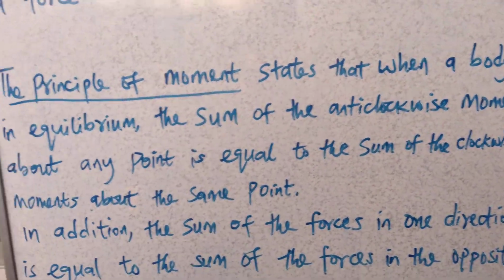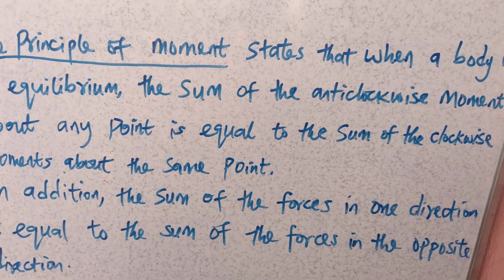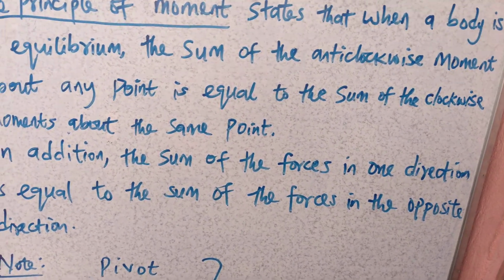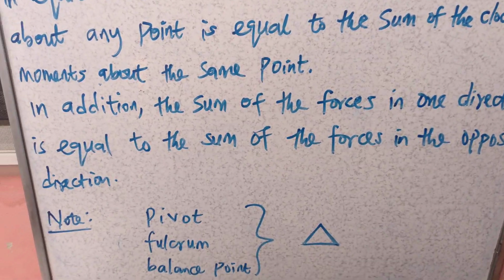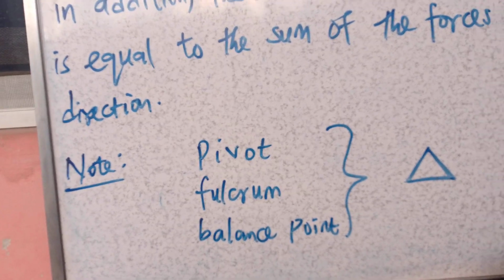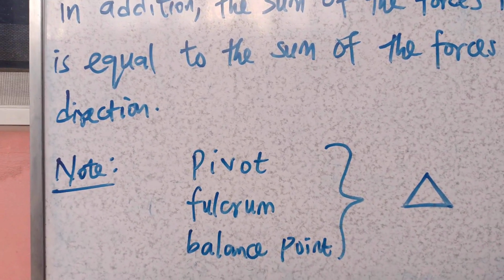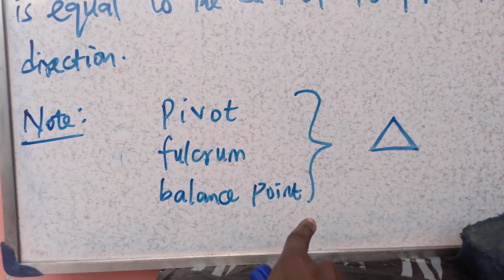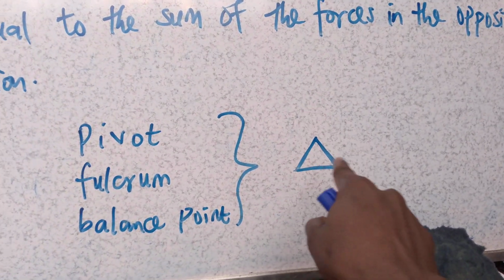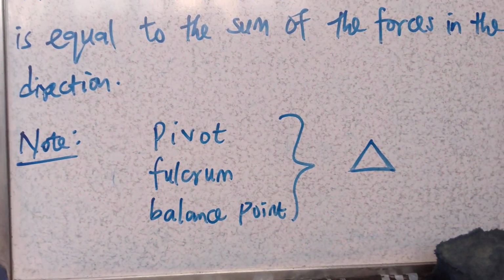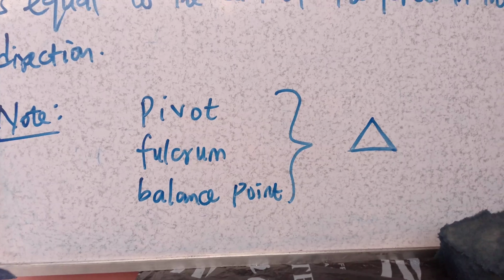It talks about the sum of anticlockwise moment being equal to the sum of clockwise moment, and also it tells us that the sum of the forces in one direction is equal to the sum of forces in the opposite direction. Now, one thing you must also note about moment: pivot, fulcrum, and balance point all mean the same thing. It is represented with a small triangle, and that is used to represent the pivot, the fulcrum, and the balance points.